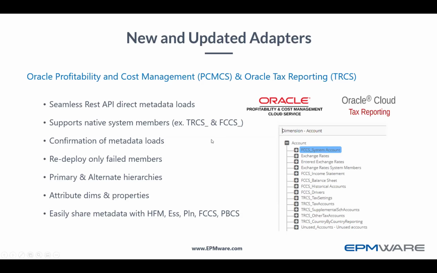Now, the great thing with EPMware is, that's supported for native members, like you see here for TRCS and FCCS underscore, that are built into the hierarchy and come out of the box with EPMware. So there are certain members that you cannot make changes to. And so, TRCS is kind of a derivation of our FCCS application. You can see some trailing members here that still use the FCCS prefix, but there are very limited types of changes that you can do to these members. And that's supported out of the box, as well as the specific validations for changes that you can make to these members, either for specific properties or not.